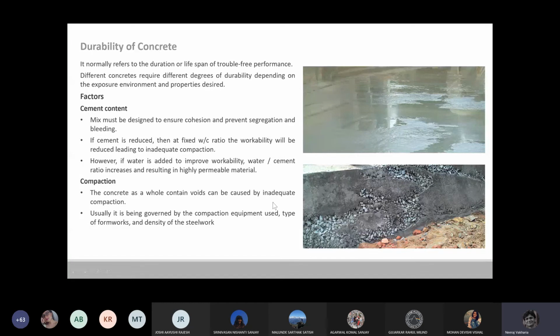If it is not done properly, you can see in the right hand image what happens after we remove the formwork. Till then we have no idea, and if you want to repair this, again it is going to increase your time period, increase your budget, and still it won't achieve the strength which is required.